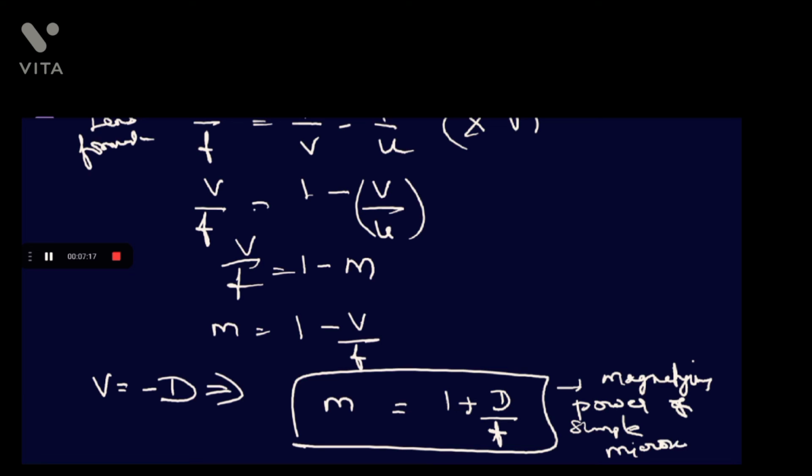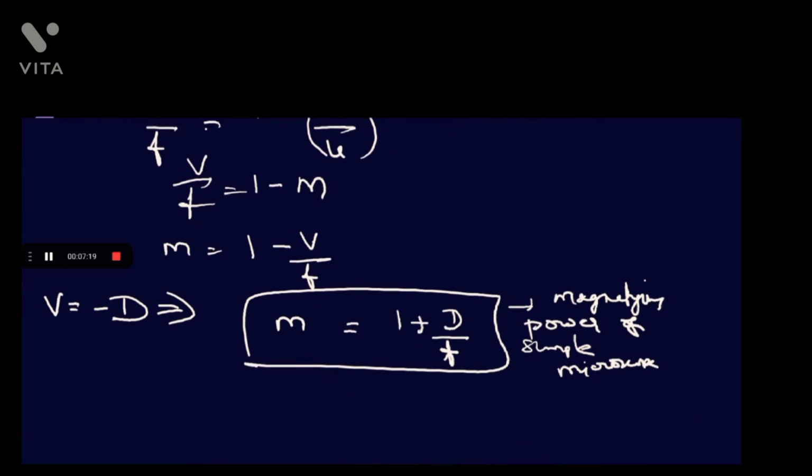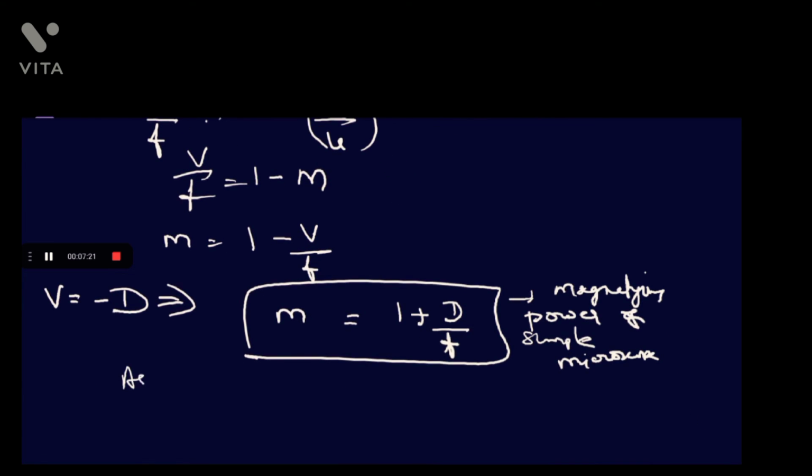So apart from that, if you see the equation here, as focal length decreases, so you have to use a shorter focal length, your magnifying power will be increasing. So the smaller the focal length of the lens, the greater will be the magnifying power.